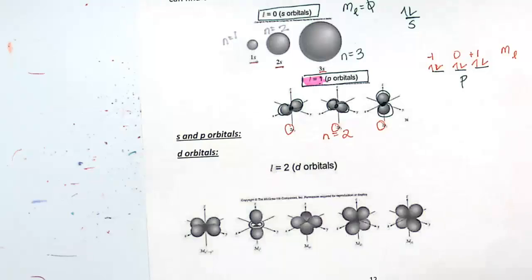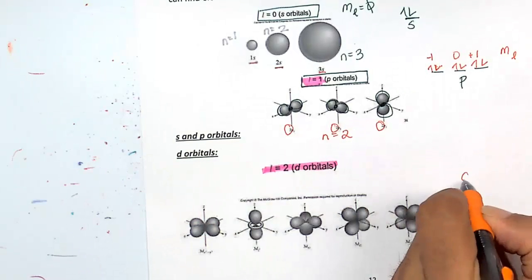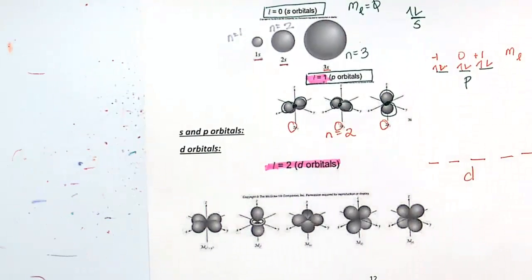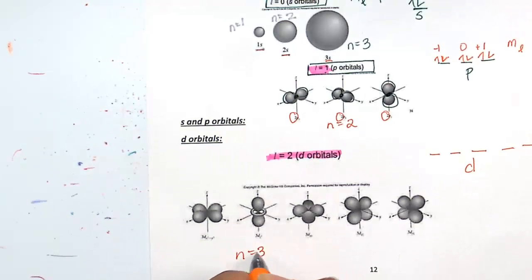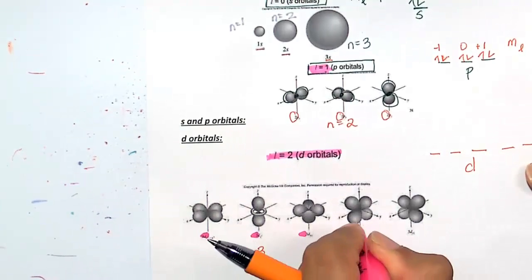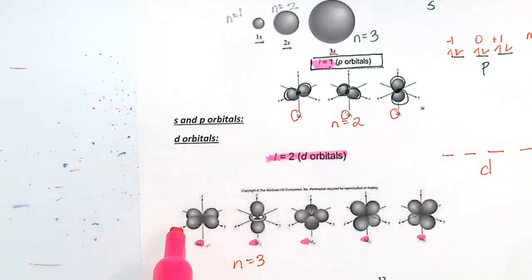For the d orbital, L is equal to 2. D has 5 slots. What is the principal quantum number? Here, n is equal to 3. How do I know n is equal to 3? Because it's a 3d orbital. Look at the crazy shapes of the d orbital. Really weird shapes, showing the probability of finding electron density.